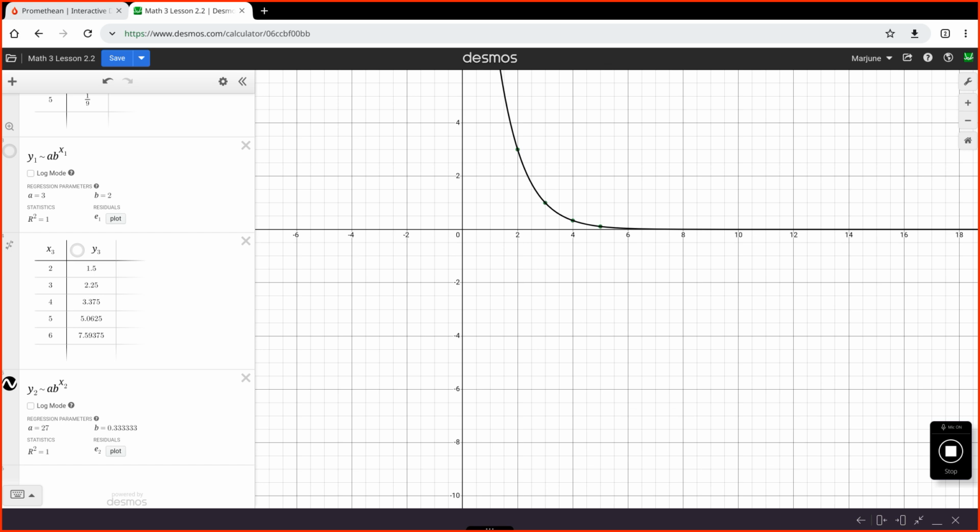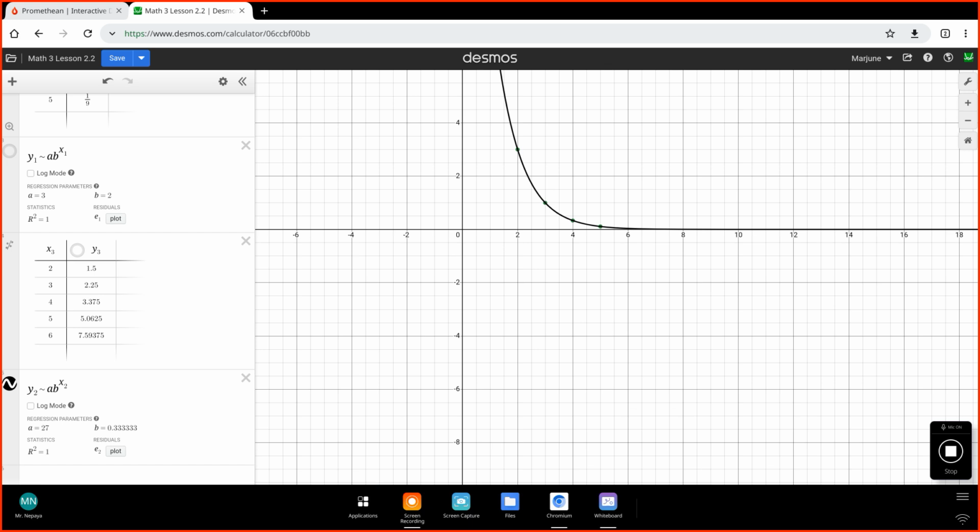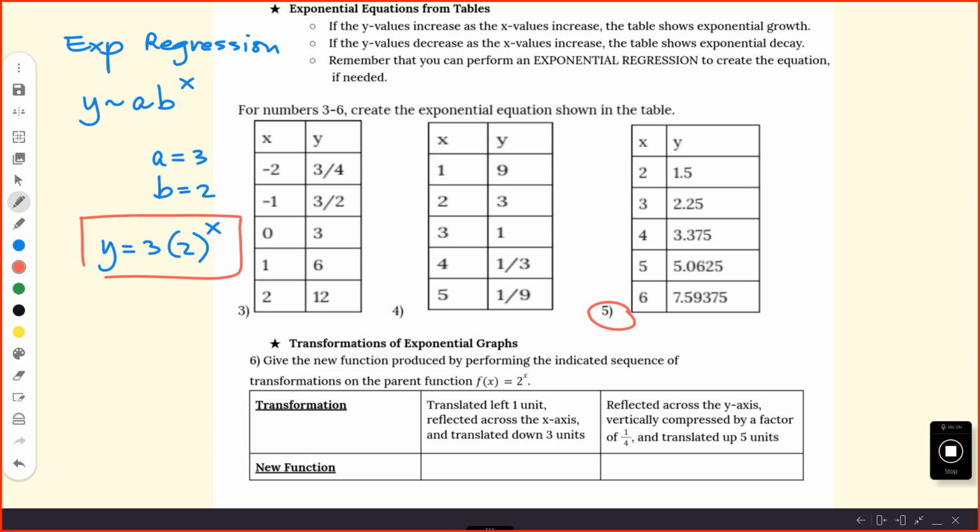Wait, isn't that solving? I'm number 5 right now. Yeah, we're doing number 5. I thought we're doing 5 over 1/3. Okay, but we're doing 5. Oh, you're doing 5. We're doing 4 right now. Oh, okay. So again, what is your A here? 27. And then your B is 1/3.